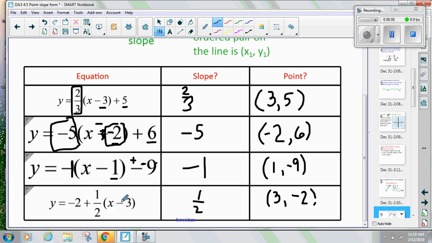All right, last one, I have a slope of 1/2. That's easy to spot. In this case, my x sub 1 and my y sub 1 are in a different order. So here's my x sub 1, which means my y sub 1 must be this value over here. So it looks like I have an x value of +3, again, the opposite of -3. And it looks like I have a y sub 1 of -2. So 3 and -2.